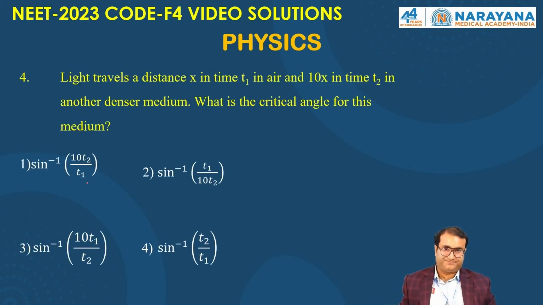Let us come to question number 4. Here in this question, light travels a distance x in time t1. The speed of light is given by x by t1 according to the question. And it is traveling a distance of 10x in time t2 in a denser medium. The speed in that denser medium, let us write as distance traveled by time taken, time taken is t2. Refractive index is c by v, and the critical angle we can write as sine inverse of 1 by mu. So if you put all the values here, you will get the critical angle to be sine inverse of t1 by t2. Third option is correct in this case.